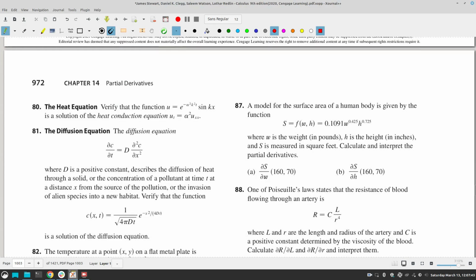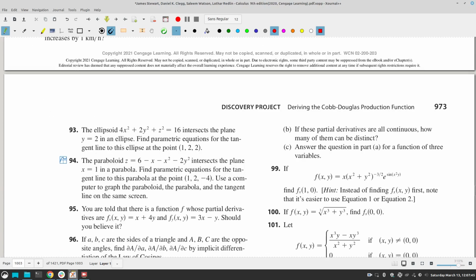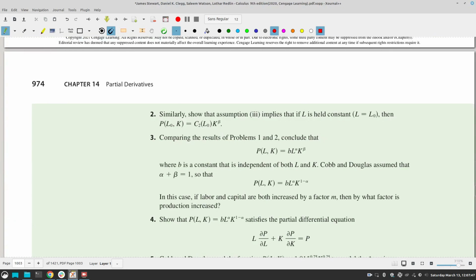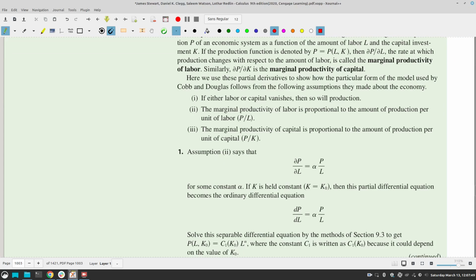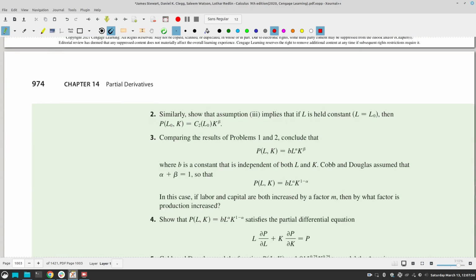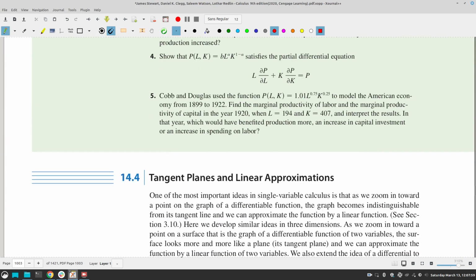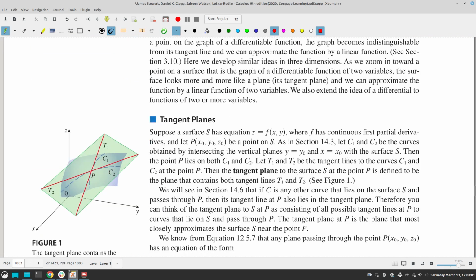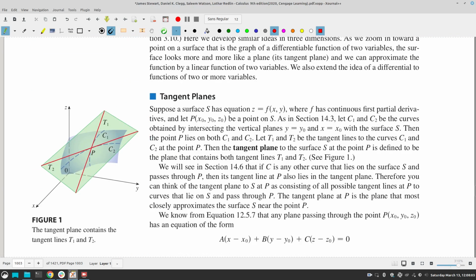Now what we will do is look at tangent planes. I think I'm going to give you the Cobb-Douglas production function as an assignment question. Okay, so let's look at tangent planes, right? How do we find the tangent plane to our surface?